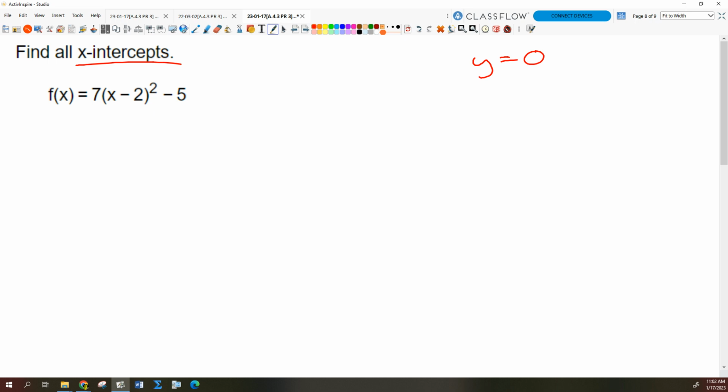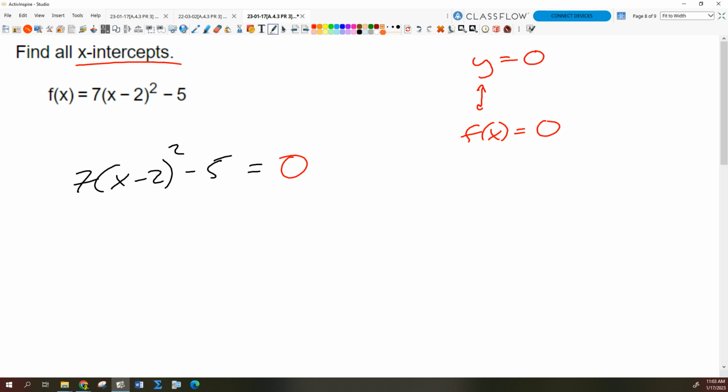Well, y is the same thing as f of x, isn't it? Right? f of x is just a fancy name for y. So that's telling us f of x is 0. I would just replace the f of x with a 0 because the x-intercepts are where f of x equals 0. And then wouldn't I just get the equation 7 times the quantity x minus 2 squared minus 5 equals 0? Right? And then I could just solve that equation, couldn't I?